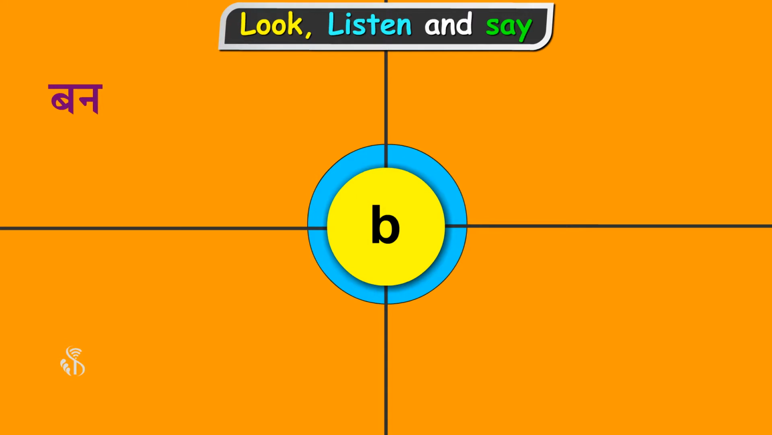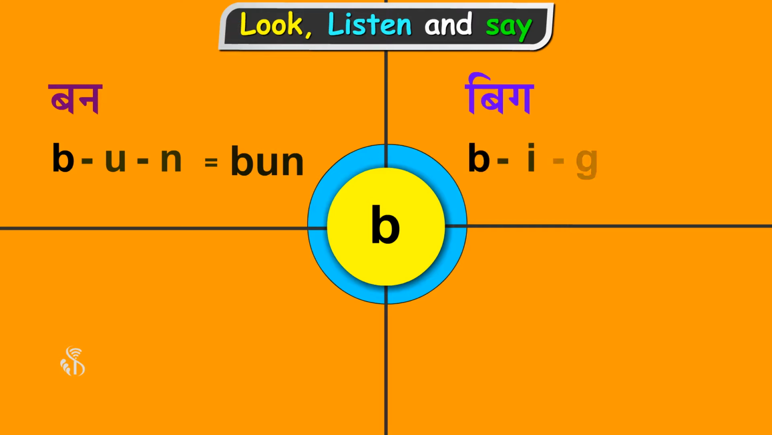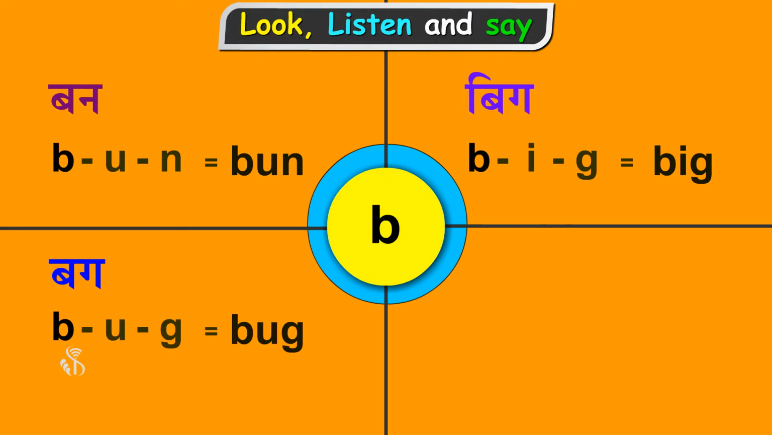Bun. Yes. B for B-U-N, bun. Big. Yes. B for B-I-G, big. Bug. B for B-U-G, bug. Bin. Yes. B for B-I-N, bin.